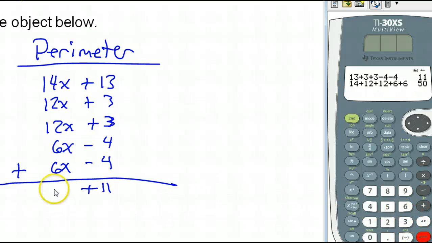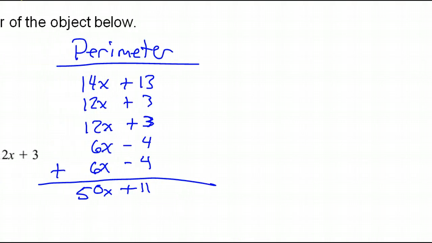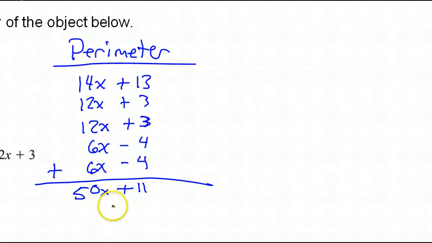50. Okay, or 50, as they say in the hood, but I guess I shouldn't say that because I'm a teacher. You know, got to keep it educational. So 50x plus 11, that's the perimeter.